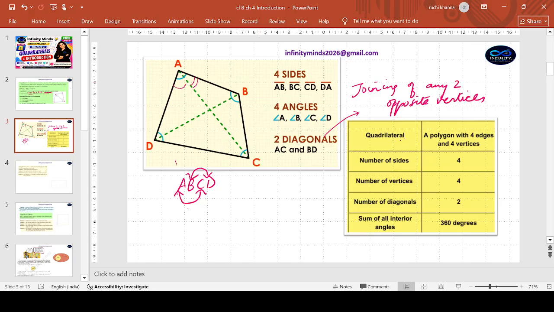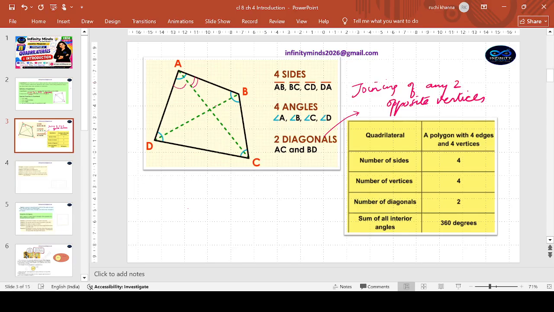So just a quick round of recall. Quadrilateral: a polygon with four edges and vertices, number of sides 4, vertices 4, diagonals 2, sum of all interior angles 360 degrees. I hope that is clear and thorough by now. This is general quadrilateral knowledge that you have. Now in this chapter, we shall be doing various types and properties of quadrilaterals. The same four sides, as we keep putting certain conditions in them, give rise to different shapes, and then their names and properties follow.